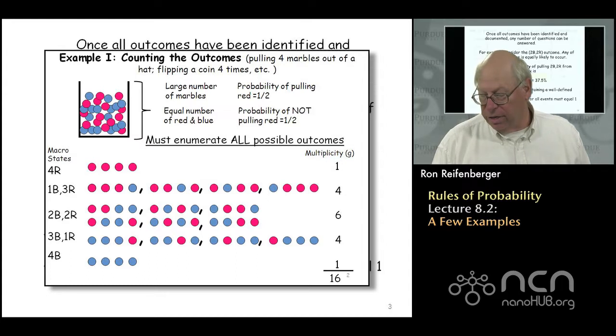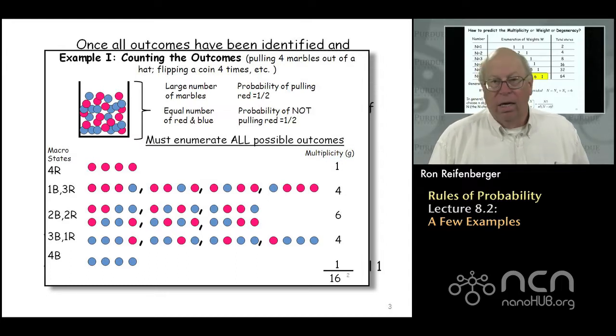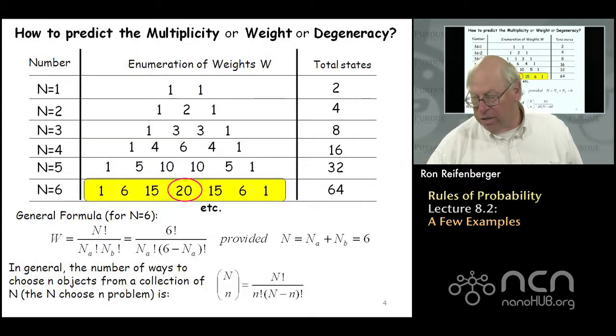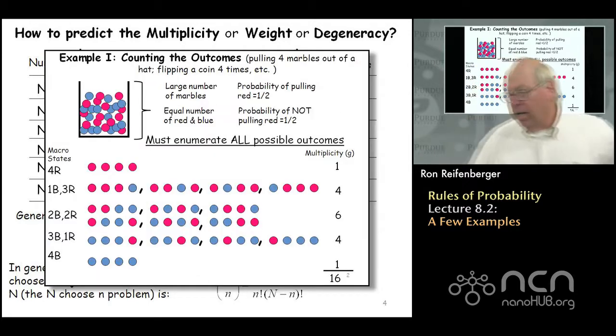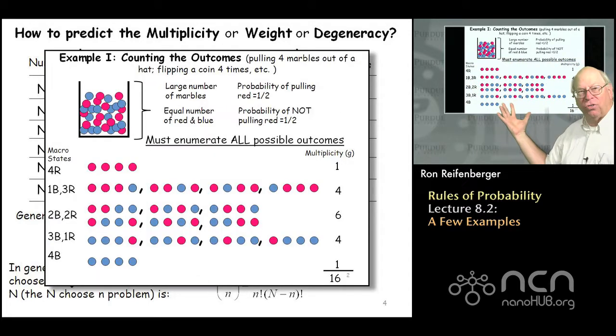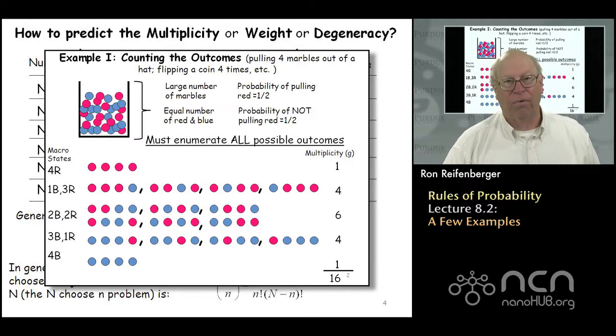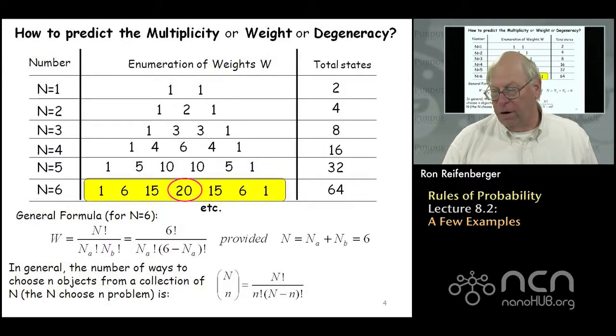That's another feature that's useful to appreciate. How do you predict these multiplicities or weights or degeneracies? If you have to draw pictures like this, it quickly becomes intractable, because this is the case for pulling 4 marbles out of the hat. What happens if I pull 10 marbles out of the hat? How would I predict the multiplicities for each of these different outcomes when I start to increase the number of marbles in a particular experiment?